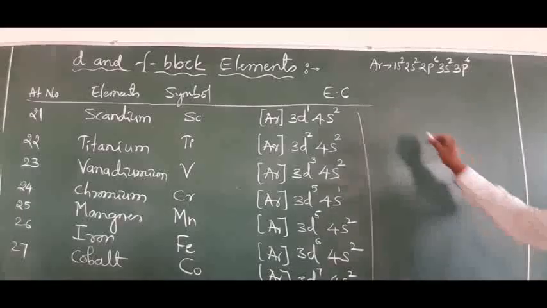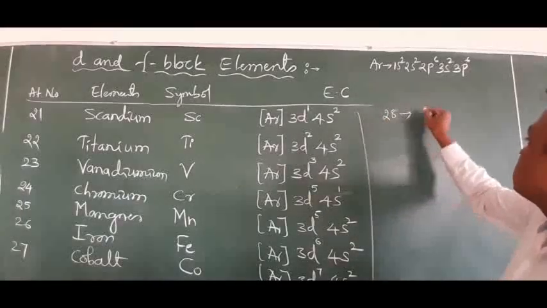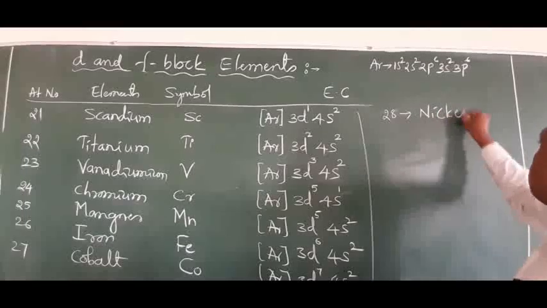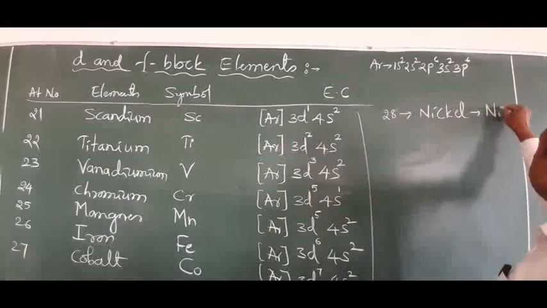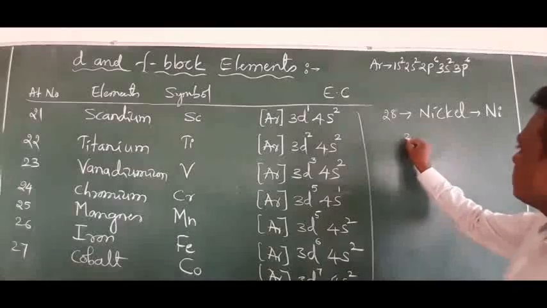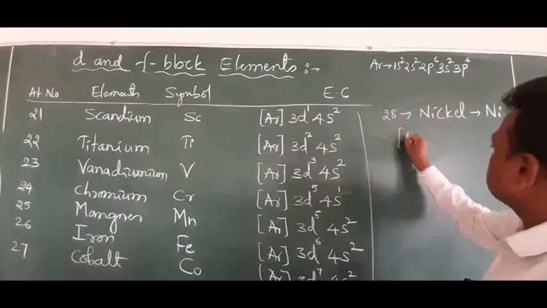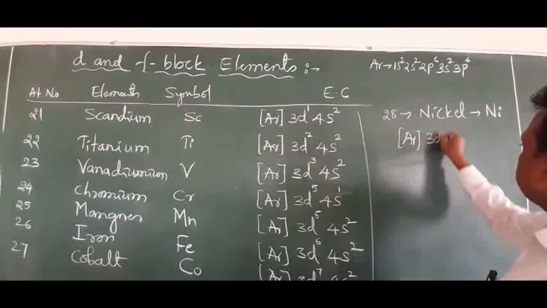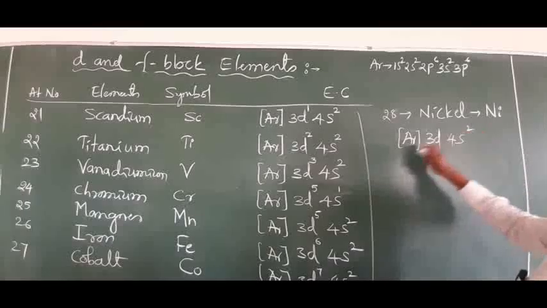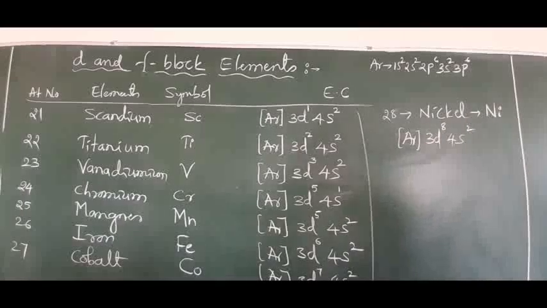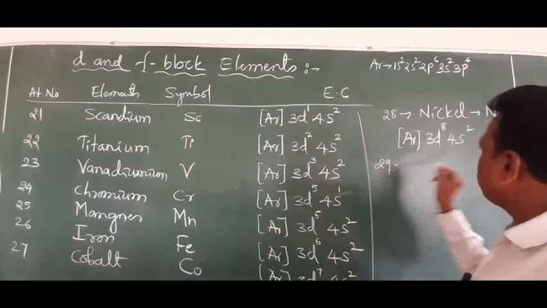And the next, 28, is nickel. The symbol is Ni. The electronic configuration is like this: argon, 3d8 and 4s2. Atomic number 28. Now the problem will start here. 29, copper.